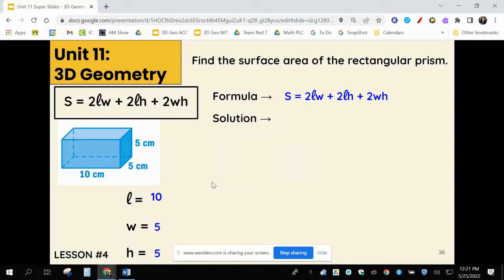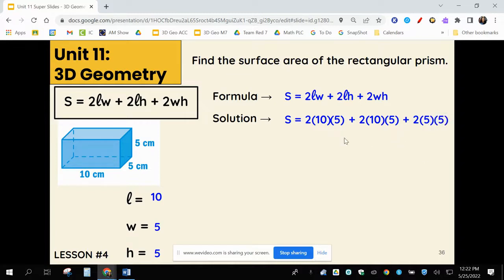All right, now we're going to do S equals. It starts with 2, so we're going to write down 2. Then we have L. L is 10, so we write down 10. Then we have W. W is 5, so we write down 5. Plus sign. 2 times L again. L is 10. Times H. H is 5. Plus sign. 2 times W. W is 5. Times H. H is 5.